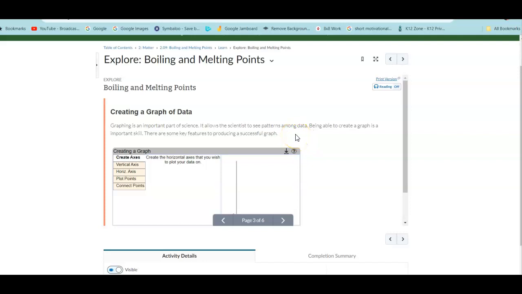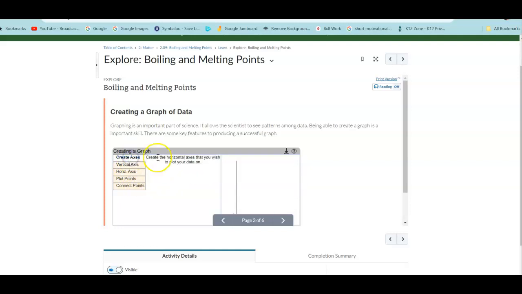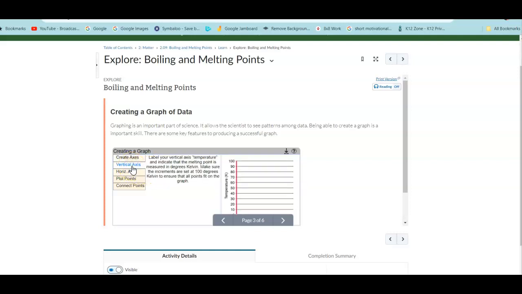So being able to create a graph is an important skill, and here are some of the features that you'll need. You've got to create your axis, right? So your x-axis and y-axis, and you have to know what to put on those and why they go where they do. In this case, in this activity, we're going to use the vertical, that's the y-axis, and label that temperature. Notice that we are measuring in Kelvin, so make sure that your graph is set up in Kelvin.